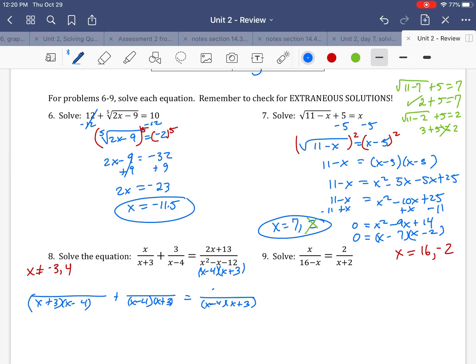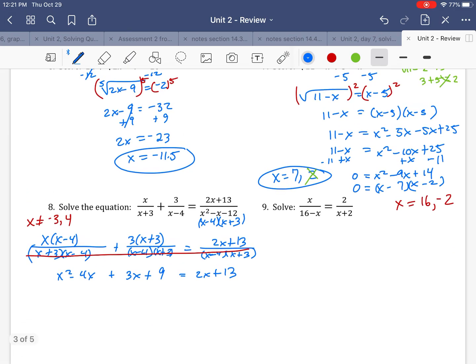Okie doke. So this 2x plus 13 stays. The x needs to get an x minus 4, and the 3 needs to get an x plus 3. So now that I've made the denominators match, I kind of take those away. I don't need that anymore. I just need to work on the top. So x times x minus 4 is x squared minus 4x, plus this will become 3x plus 9. And over on the right side, 2x plus 13.